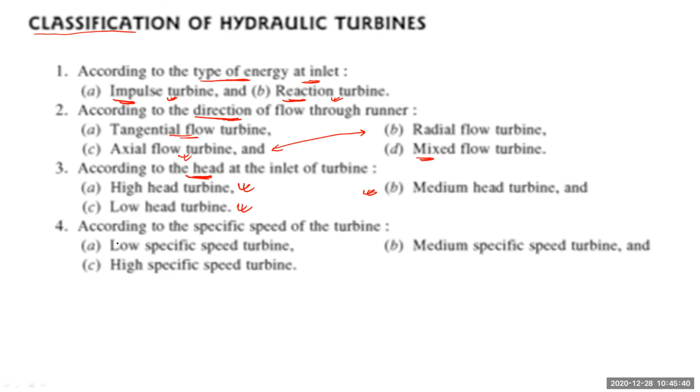And the fourth one is based on your specific speed. What is this specific speed? We will see that in detail in the later part of this chapter. Based on that, the turbines are classified as low specific speed, medium specific speed, and high specific speed. So one by one we will see all of them.